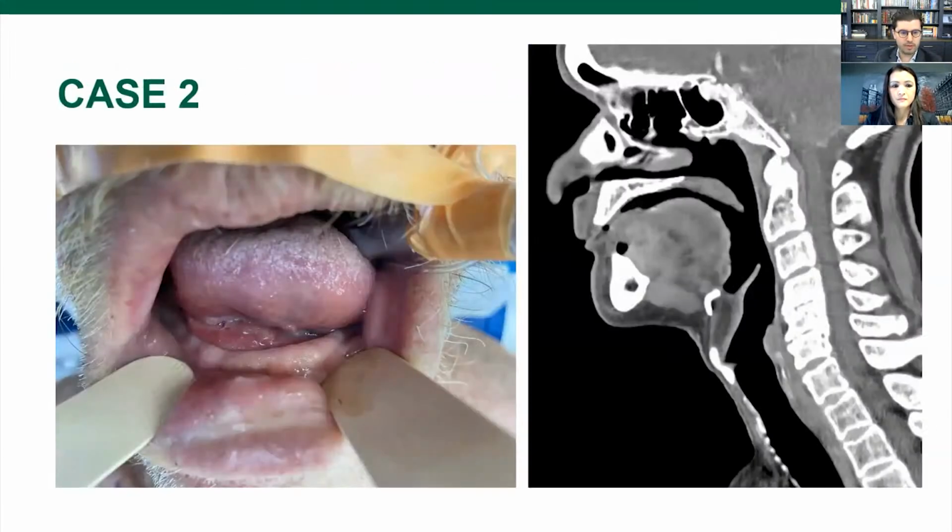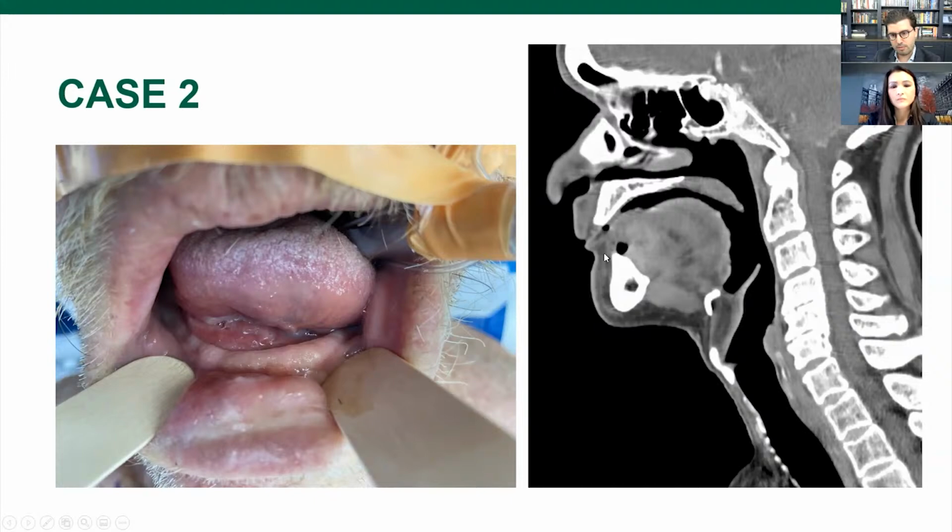So this is an interesting case. When you look at this through the mouth, it looks more like a tongue cancer than a mandible cancer. But when you look at the imaging, particularly the sagittal imaging, you can see that the cancer is very clearly abutting the bone. And as Hawk pointed out in her slides, if there's not a clear plane here, you're going to have to do something with the mandible.